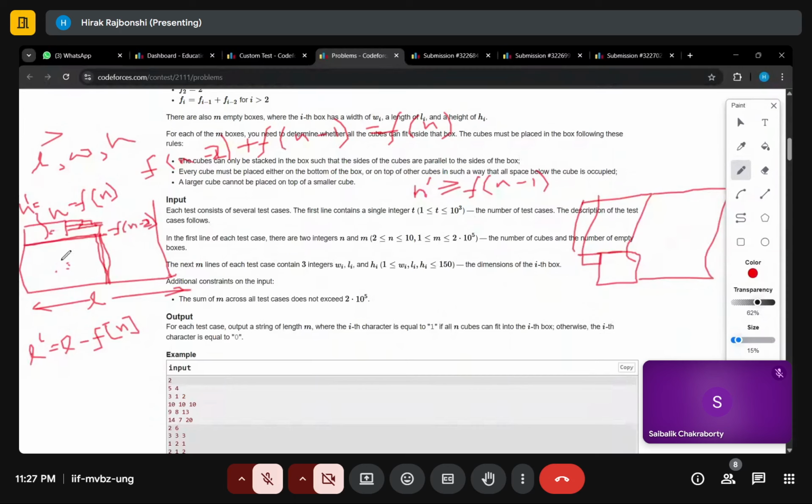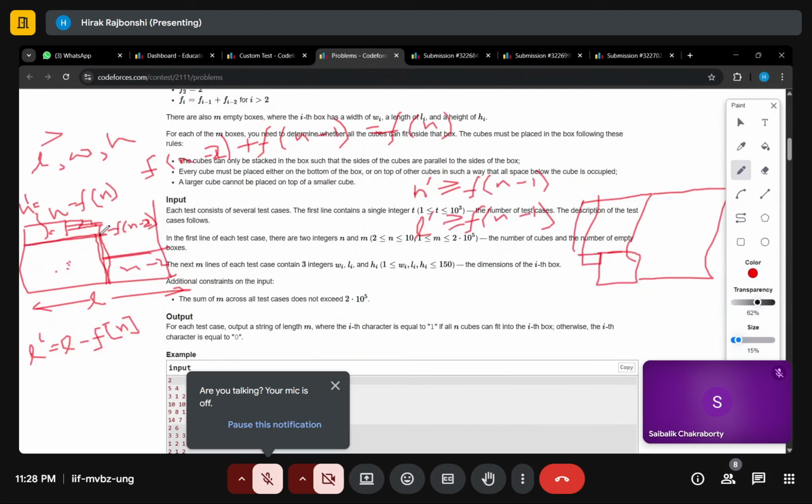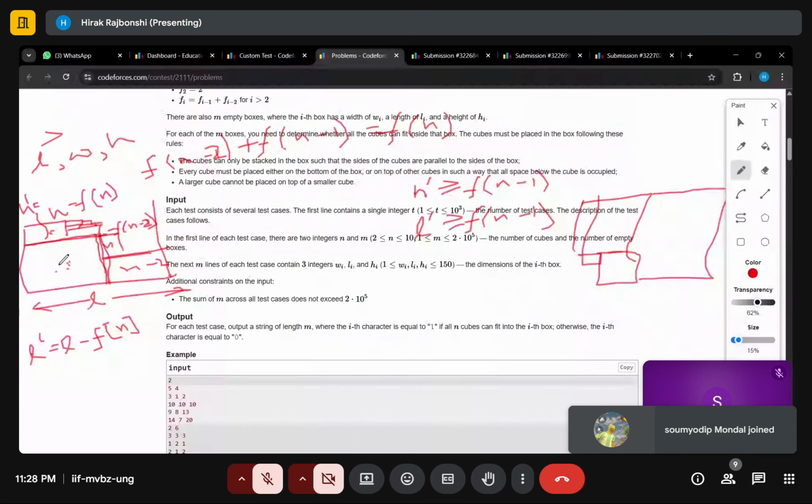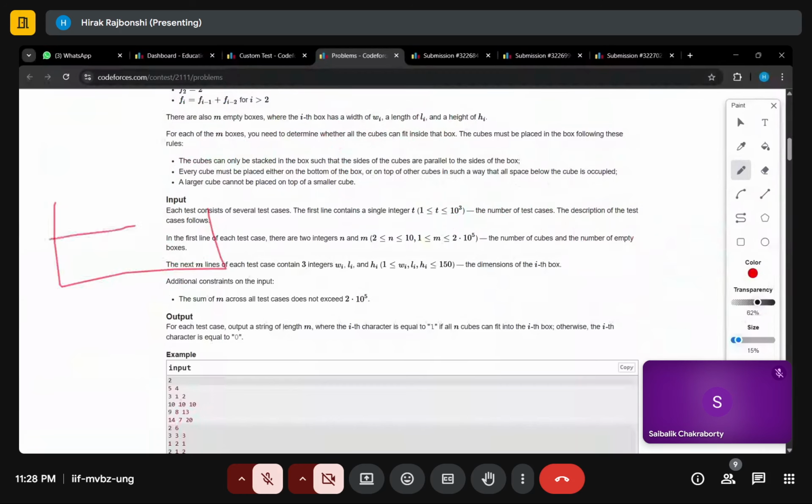Similarly, if after placing this block there is enough space to place this block, that means L dash is greater than or equal to f of n minus 1, then again we can put this f of n minus 2 box. Then we can of course put n minus 3 here, because adding these two will equal this, right? Then again n minus 4 will be there. So if we can place the first and second blocks here or here, then the answer will always be yes, otherwise no.